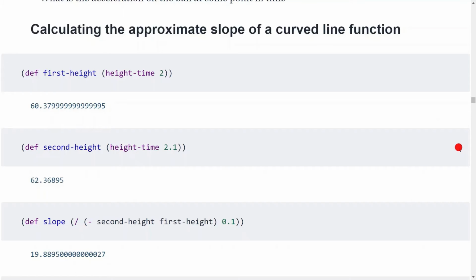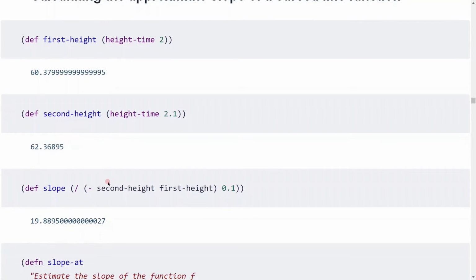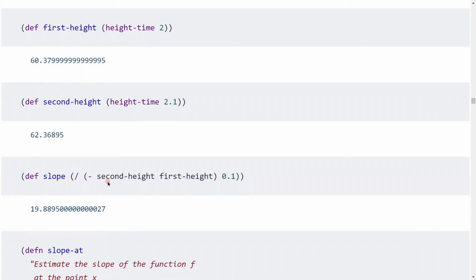How fast is the ball traveling at time 2? Well, at time 2 the height is 60, and then we'll pick a second time which is close to the first. We'll pick 2.1. At 2.1 the height is 62, and then to calculate the slope we'll subtract the first height from the second and divide by the horizontal interval, which is 0.1, and that gives us a speed of 19.9 meters per second. That is the speed of the ball, how fast the ball is traveling.